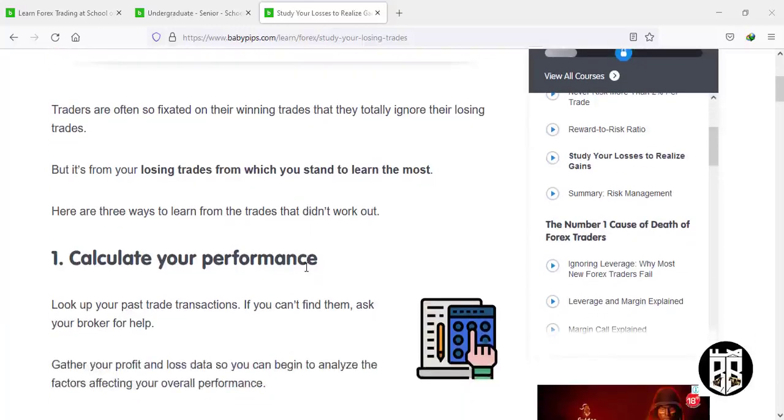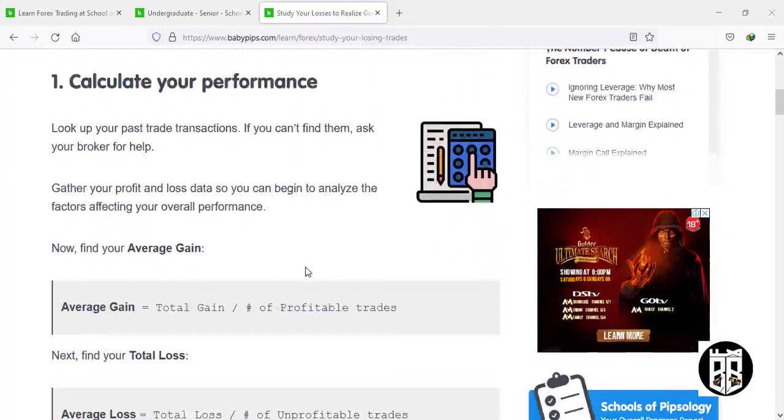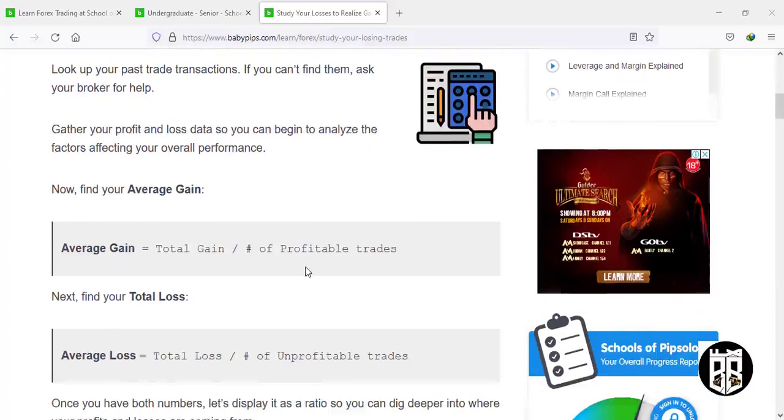Now, there are 3 ways you can do this. Number 1, calculate your performance. Look at your past trades. If you can't find them, ask your broker. Then gather the data, your profit and loss data, so that you can begin to analyze the factors affecting your overall trading performance.